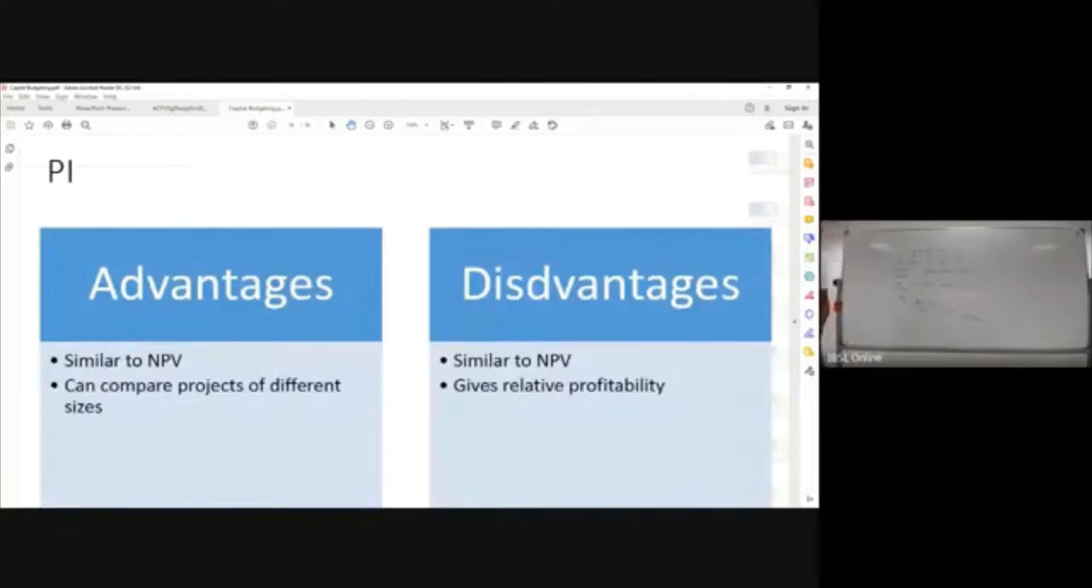The advantages and disadvantages of profitability index. Calculation is of course similar to NPV. Now you're looking at a ratio, so size does not matter. It addresses the issue of size. Disadvantages: it is similar to NPV, so it's a little complicated, and all the complications with NPV also come with it. And it doesn't give you an absolute number, it only gives a relative number, right? Not in absolute terms, in relative terms your profit comes.